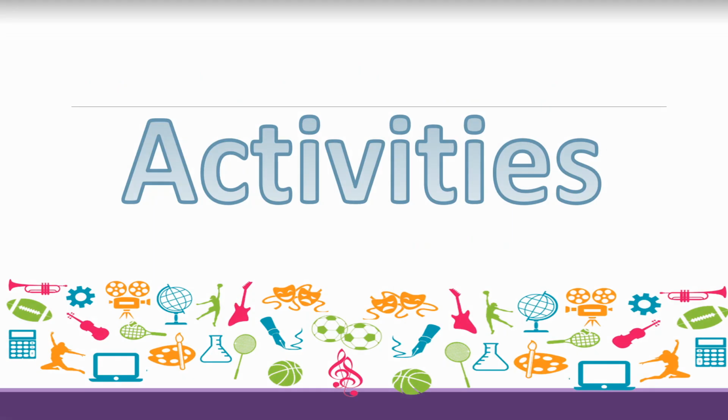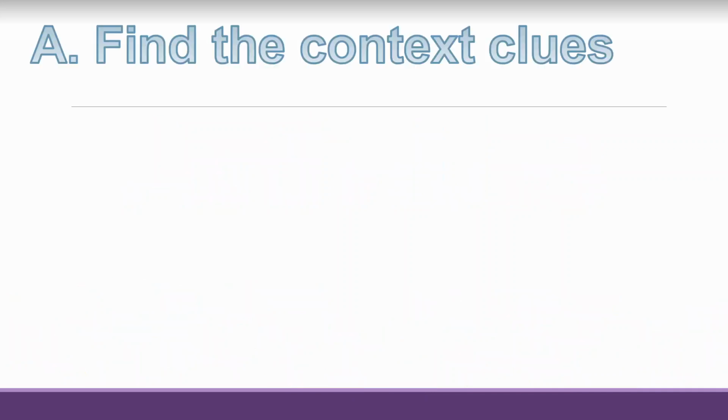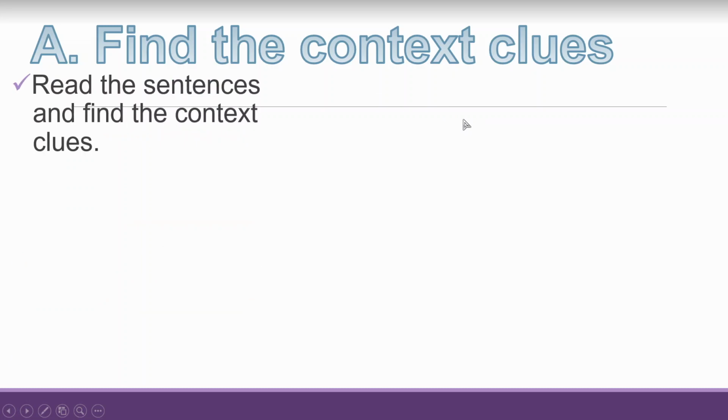Alright, let's continue with our activities for today. We have two activities only for today, and we're going to answer letter A and letter B. For letter A, find the context clues. We've been doing this for the past 5 weeks. So what are you going to do? You're going to read the sentences and find the context clues in the vocabulary pages.